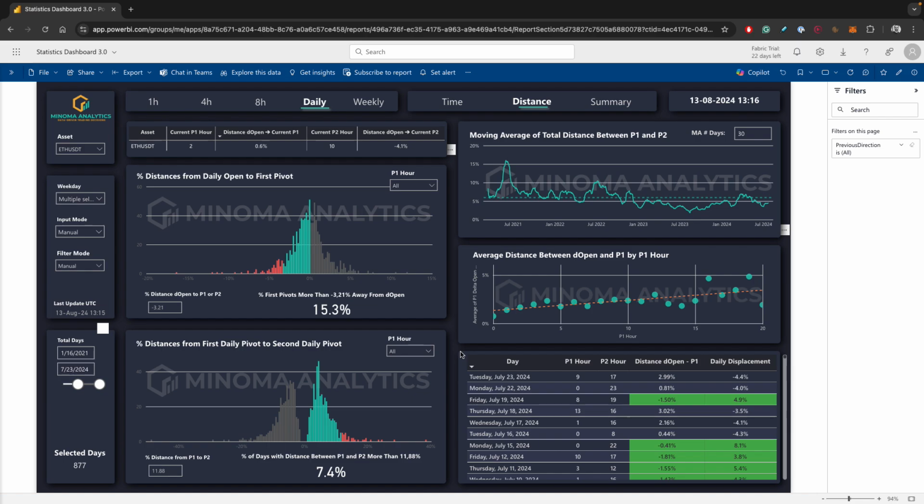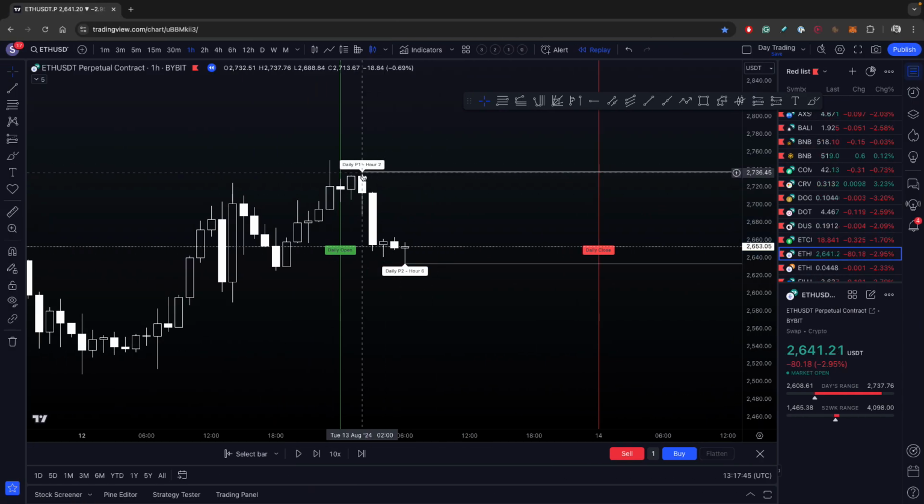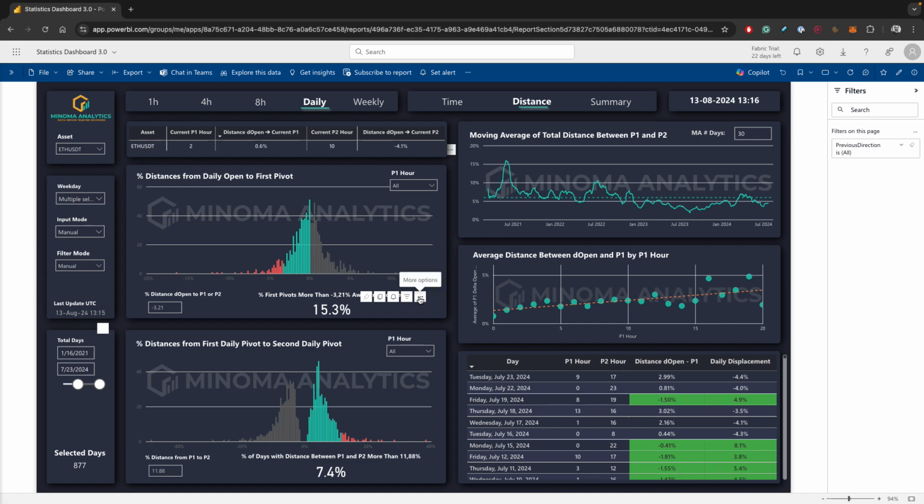But here's the catch. We know some more information. We know that P2 is at hour 6. What we could ask ourselves is, is there any difference in how far a P1 is from daily open if it gets put in around hour 6, so to say? Does it matter when the pivot is being put in? I'm just going to show you by an example to make it clear.